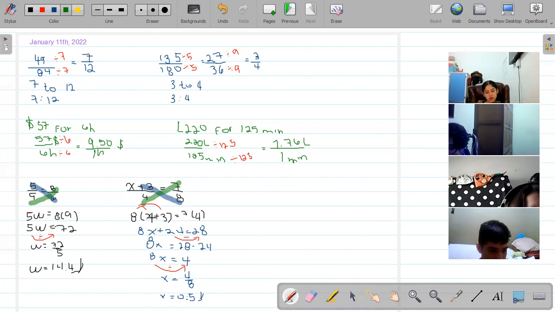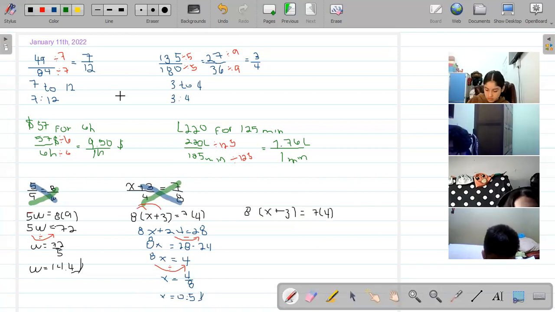Second method, pass in the 8. I'm going to copy this exercise again, this part. 8(x + 3) equals 7 times 4. So I'm going to multiply the 7 times 4 and I'm passing the 8 to the other side with an inverse operation. In this case, it is a division.